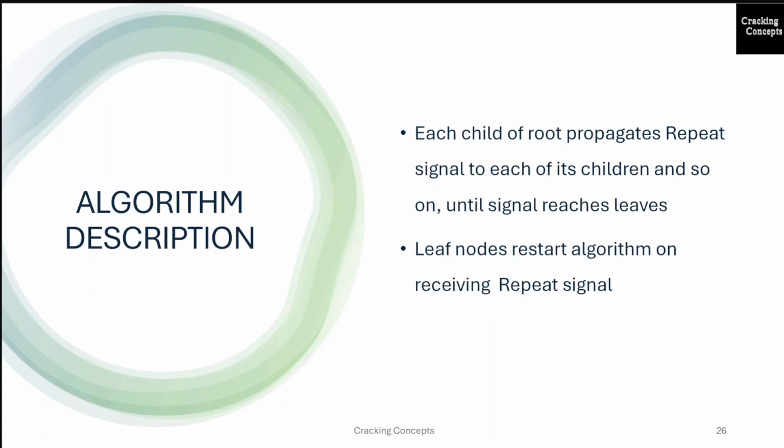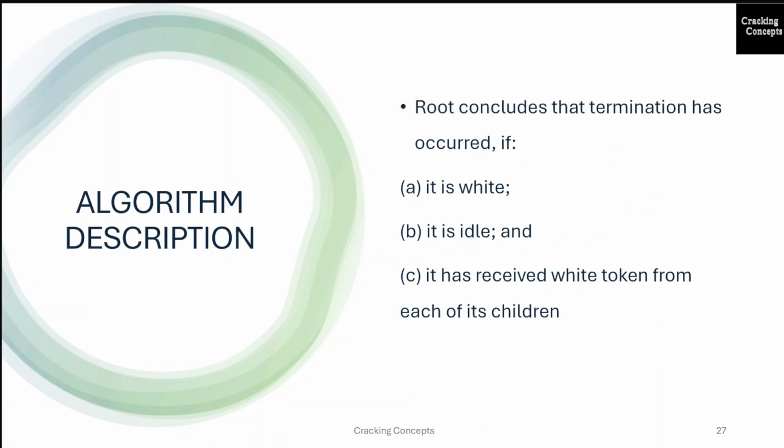Each child of the root propagates the repeat signal to each of its children and so on until the signal reaches the leaves. The leaf nodes restart the algorithm on receiving the repeat signal. The root concludes that the termination has occurred if it is white, it is idle, and it has received a white token from each of its children.